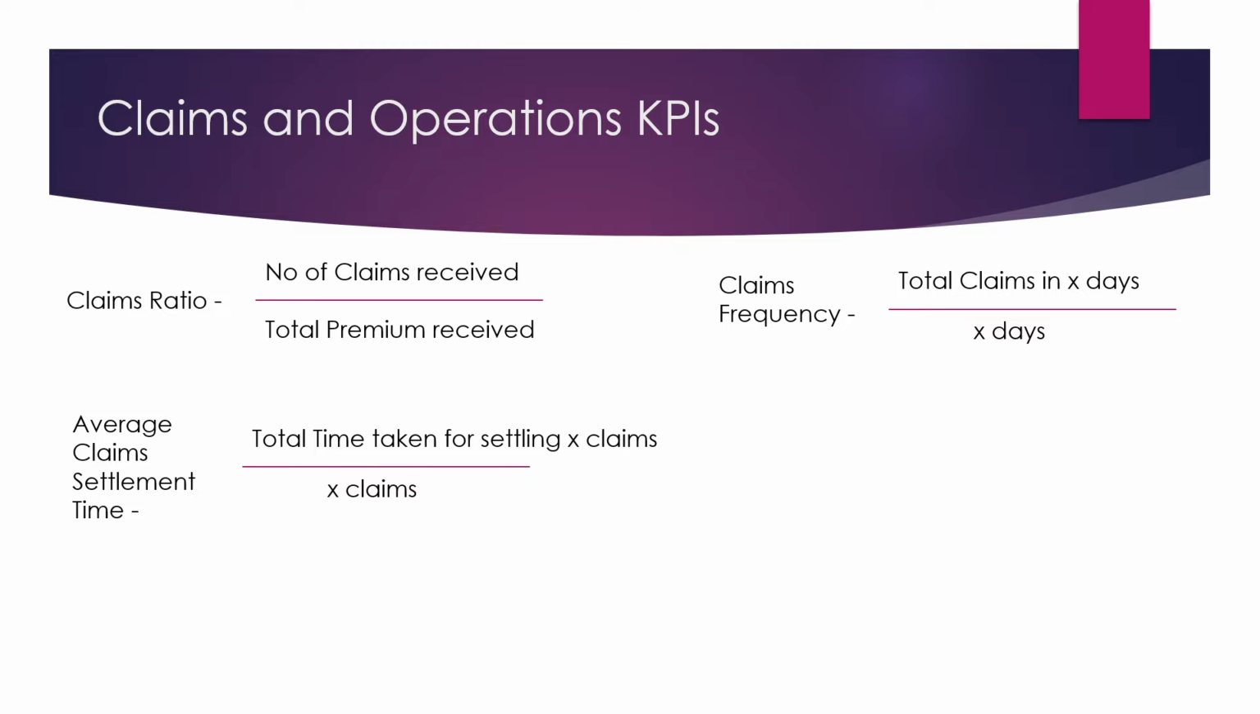The third one we would look at here is claims frequency, right? So again, claims frequency is somewhat related to claims ratio. Total claims in X days versus X days, right? So if you see that the claims frequency is increasing slowly in a particular line of business or in a particular geography, you have to understand whether there are some frauds happening, right? Whether some of these claims which are increasing are fraud claims, or if these are true claims.